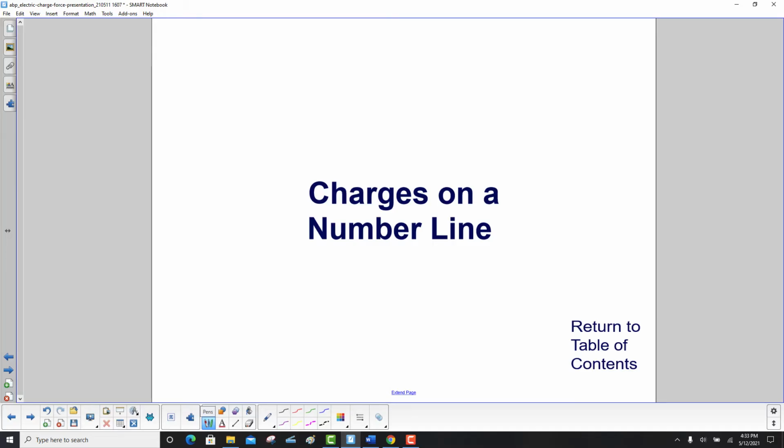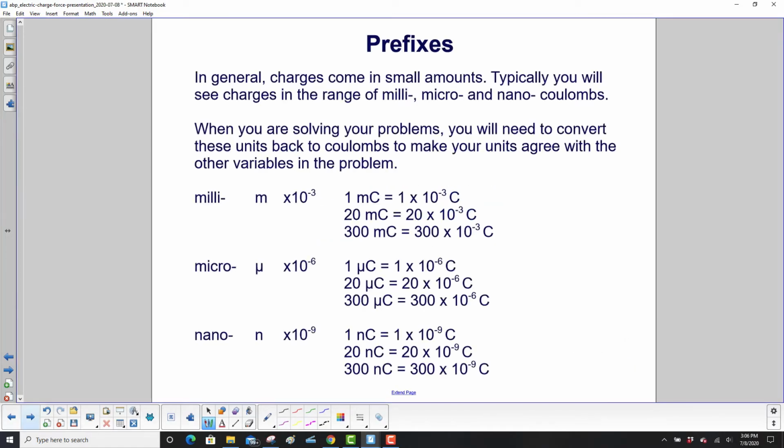Charges on a number line. Let's talk about prefixes. In general, charges come in small amounts. Typically, you'll have milli, micro, and nano coulombs, where coulomb is the unit for charge. When you're solving your problems, you'll need to convert these units back to coulombs to make your units agree with the other variables in the problem.